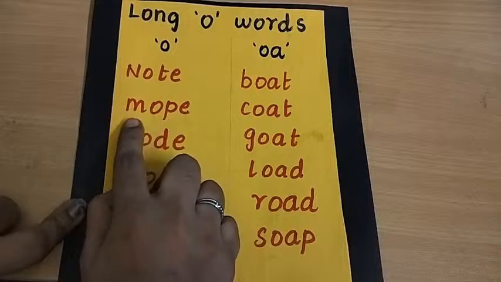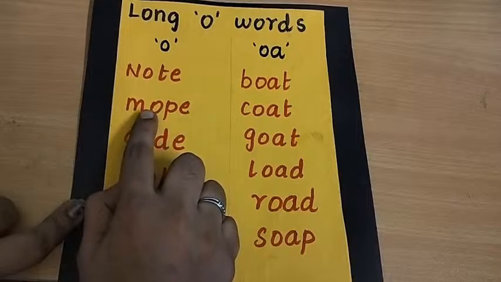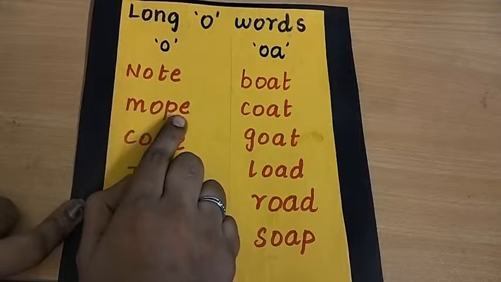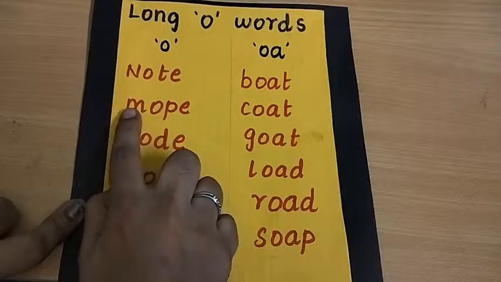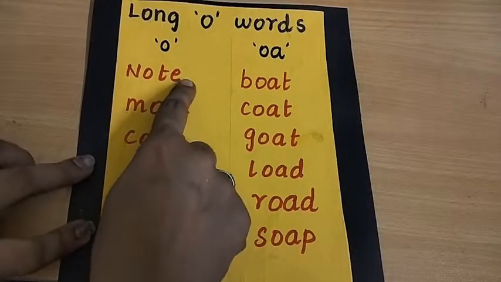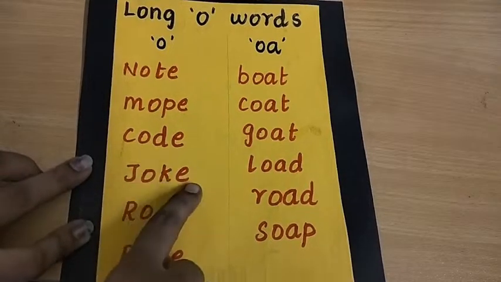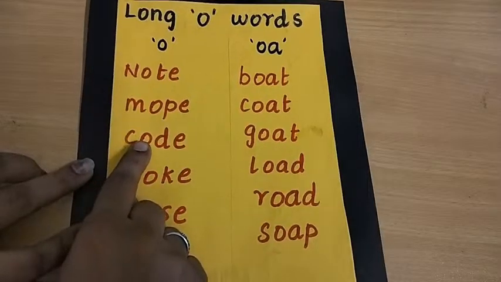The next word, M O P E. The sound of M is M. Okay, so you have E at the end of the word. So the vowel takes its own longer sound. That is M O P, mope. M O P, mope. So E, while coming at the end of the word, becomes silent. It gives its sound also to the vowel to become longer.